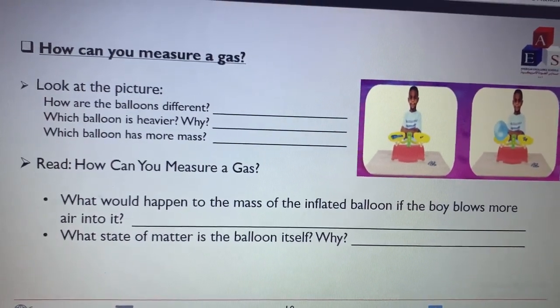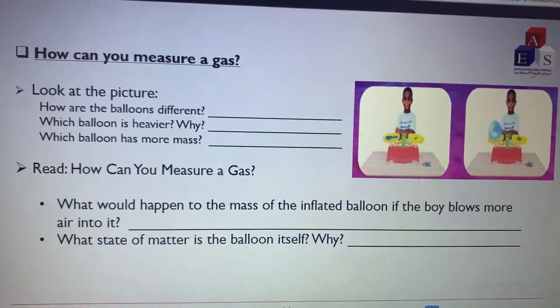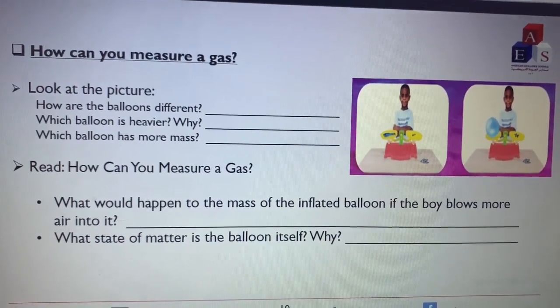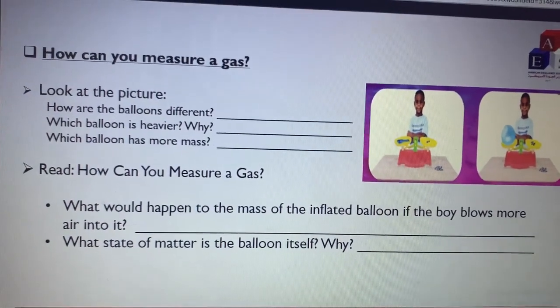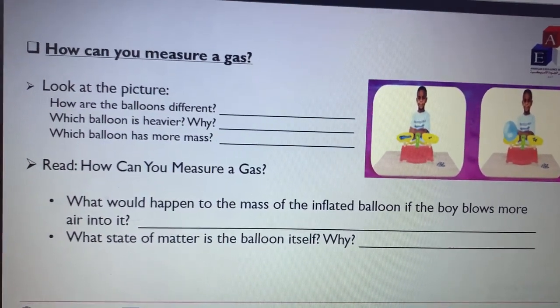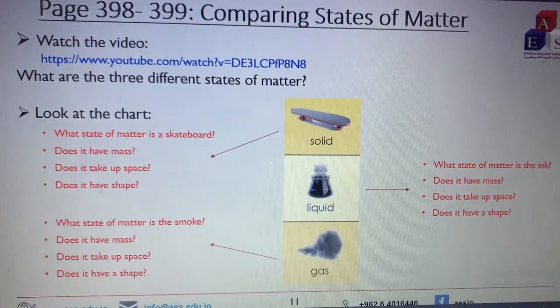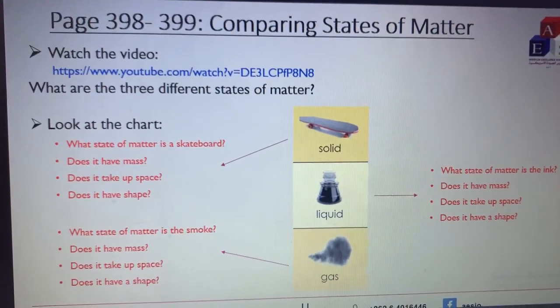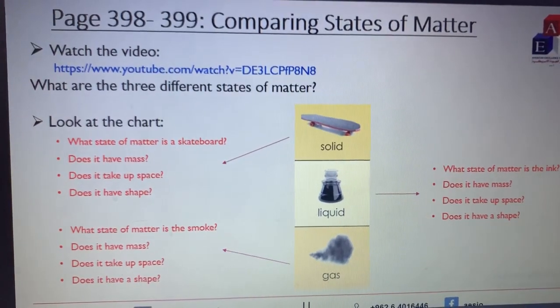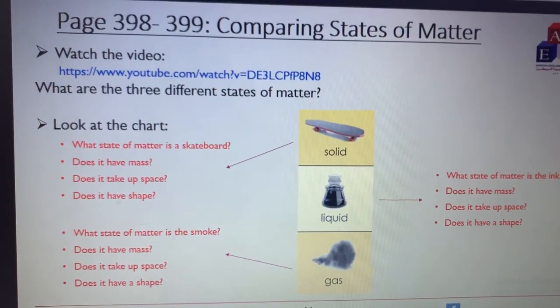What would happen to the mass of the inflated balloon if the boy blows more air into it? What state of matter is the balloon itself? Why? Here, we want to compare between the three states of matter. Please watch this video. What are the three different states of matter?